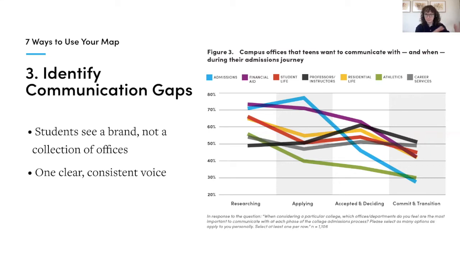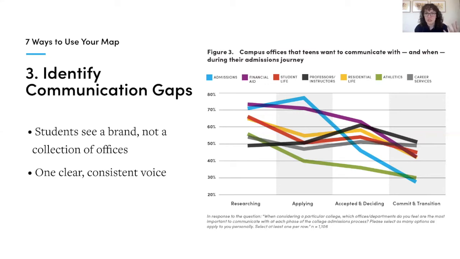But by looking at this chart against the experience map, you can start to plan holistically about how you want to communicate with students, when you want to communicate, and who they might want to be in touch with. It helps with that sort of holistic planning that we mentioned earlier.